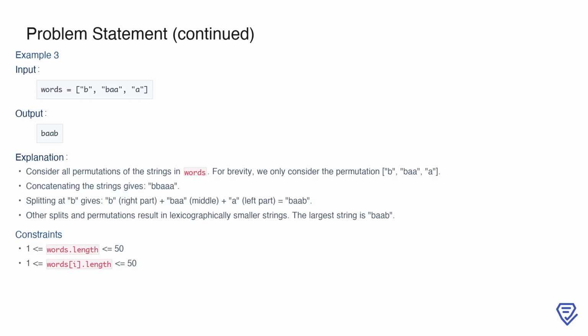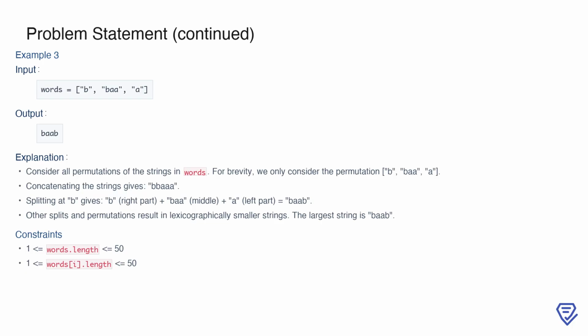Here's another example with words equals A, Z. Since there are only two strings, the only possible permutation is A, Z. Concatenating these strings gives AZ. Splitting the string A yields the right part as A, the middle is Z, and the left part is an empty string, resulting in the string ZA. Similarly, splitting the string Z gives the right part as Z, the middle is A, and the left part is an empty string, which also results in ZA. Since there's only one permutation and both splits lead to the same result, the lexicographically largest string is ZA.